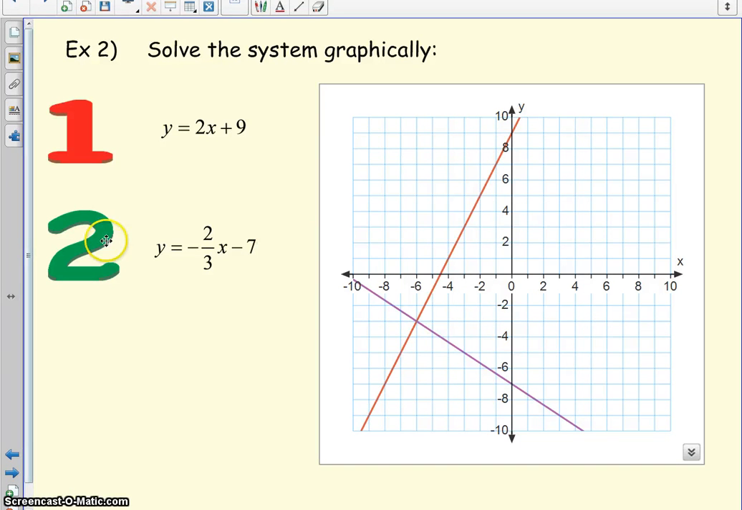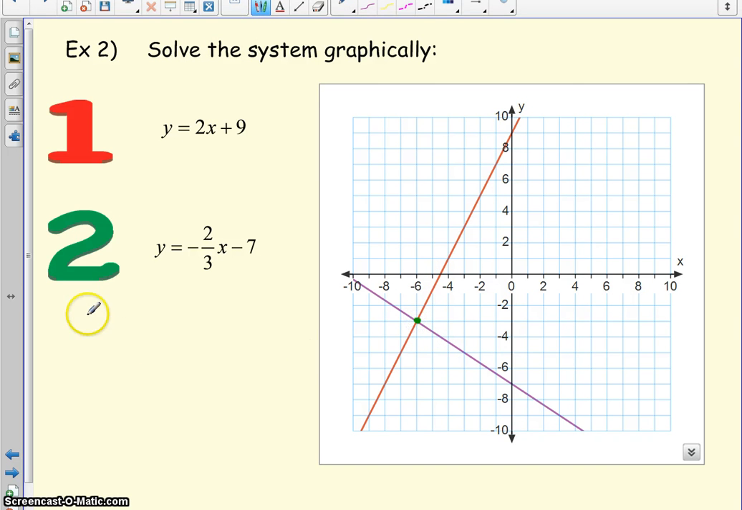Okay, so here's what the graphs look like over here. So y equals 2x plus 9 has a y-intercept of 9 and a slope of 2, so you go up 2 and over 1 to the right to find new points. The second line, which is in purple here on the graph, is y equals negative 2 over 3x minus 7. So the line has a y-intercept of minus 7 and a slope of negative 2/3, so you go down 2 and over 3 to the right again to find new points on the line. So if you look for the point of intersection, you'll see it occurs right here.